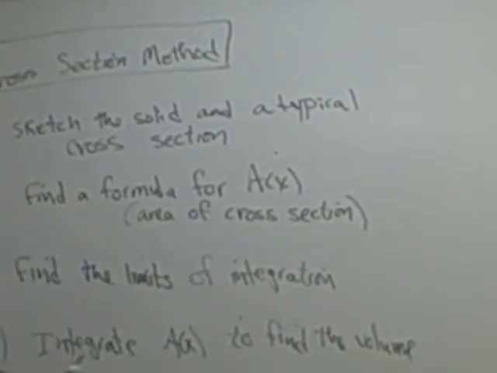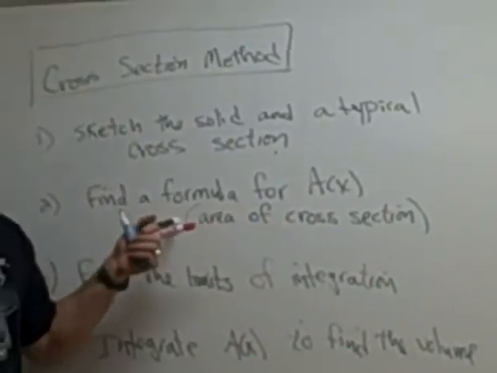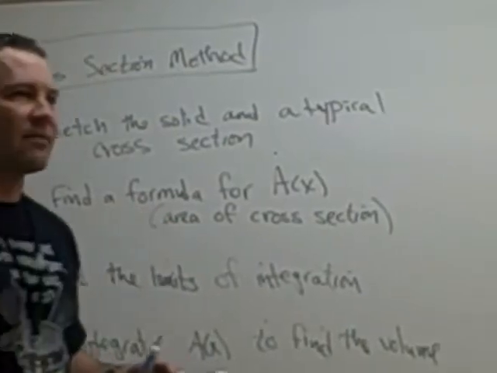Step 2, find a formula for A of x. This is the big one. This is 90% of your work, finding out what A of x is.